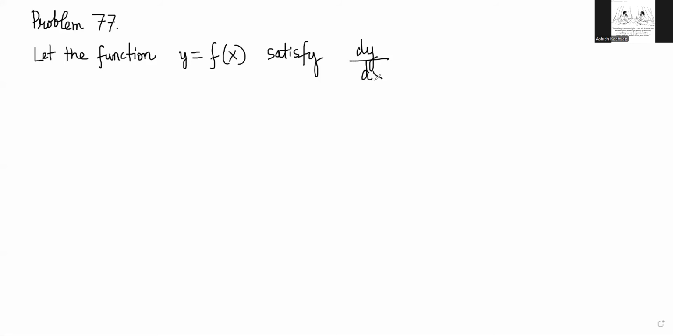Hi, in this video, we are going to look at a calculus problem, and the question goes like this. Let the function y is equal to f of x satisfy dy by dx is equal to y plus integral from 0 to 1 y dx, and f of 0 is equal to 1. Now we have to select the right options.